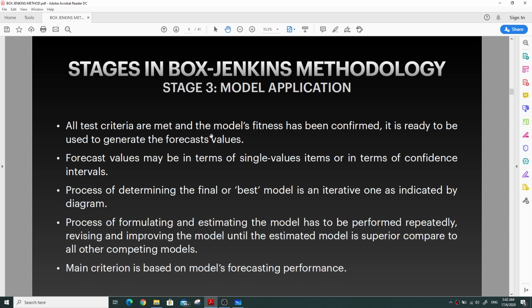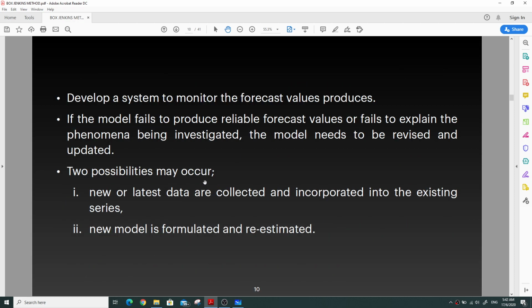Again, the process of determining the final or best model is actually iterative, because sometimes we need to reformulate our series as we have new data. Because of that, we need to develop a system to monitor our forecast value. That's why when we see some reports, especially during COVID-19, they update their forecast value, for example the growth of GDP and so on. They revise the forecast value to include this event in the time series data.